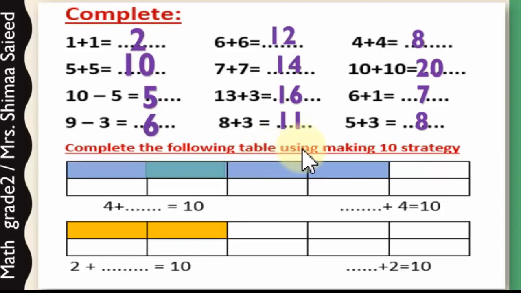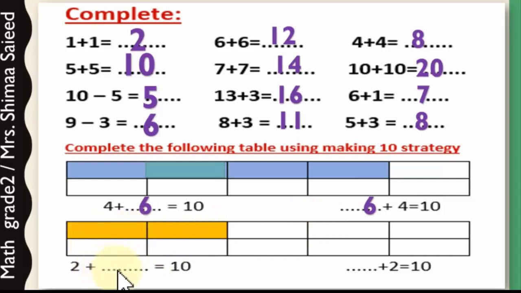Now complete the following table using making 10 strategy. 4 plus unknown number equals 10. 1, 2, 3, 4, 5, 6. So 4 plus 6 equals 10. 6 plus 4 equals 10. The same.